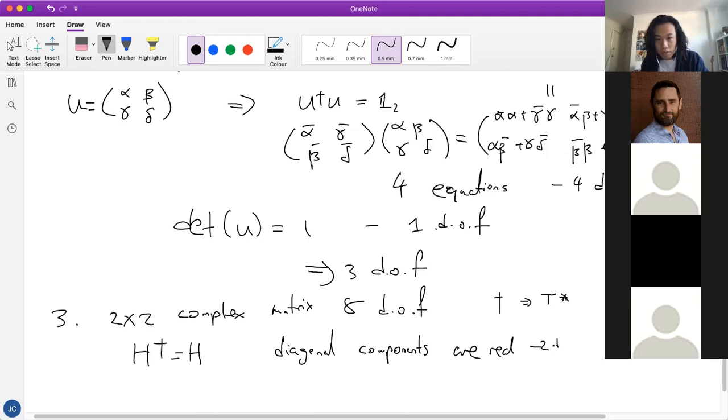So that's minus 2 degrees of freedom because I have 2 diagonal components. And then because it's a 2x2 matrix, you have 2 off diagonal components, and when you flip them and complex conjugate them, they have to be the same. So one of the off diagonal components fixes the other one. It demands the other one has to be the complex conjugate of that. So one off diagonal component fixes the other.